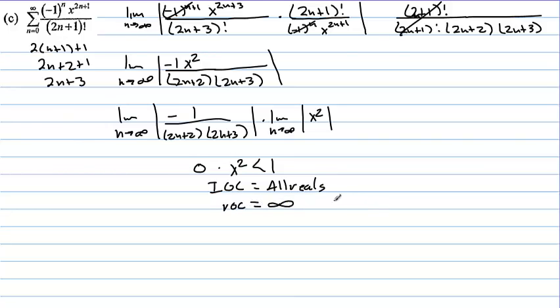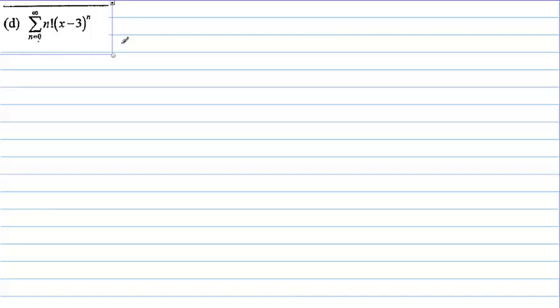So that part 3 where it talks about infinity, this is a case where we get that. You need to get a 0 in order to have this radius of convergence be infinity. Let's look at letter D.